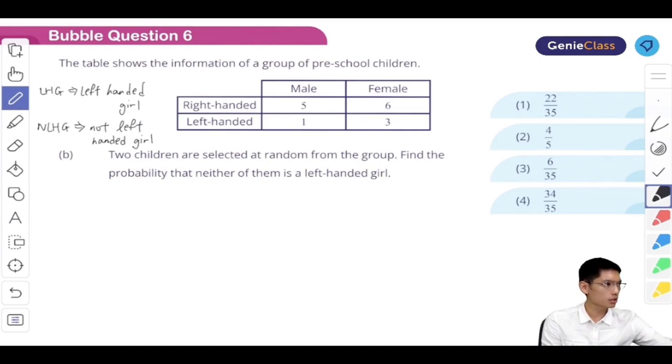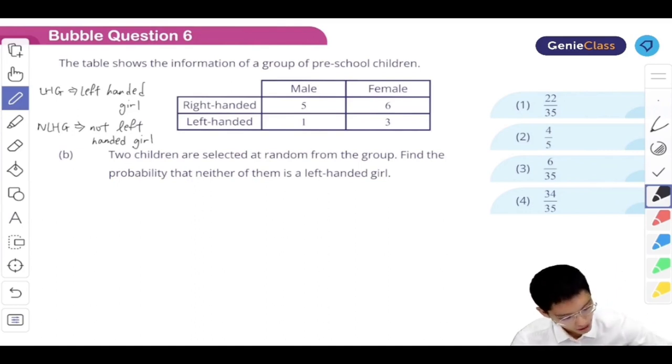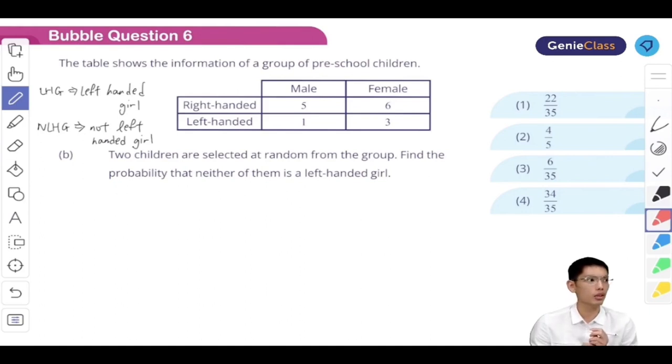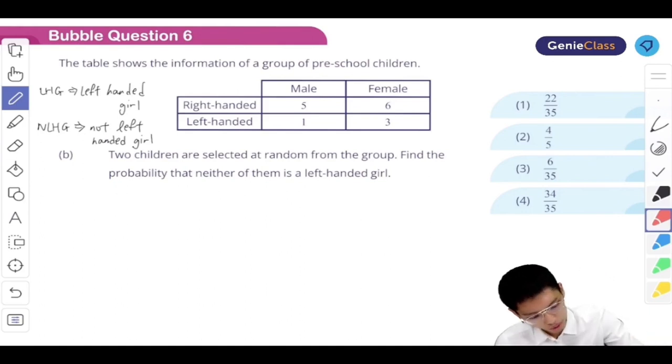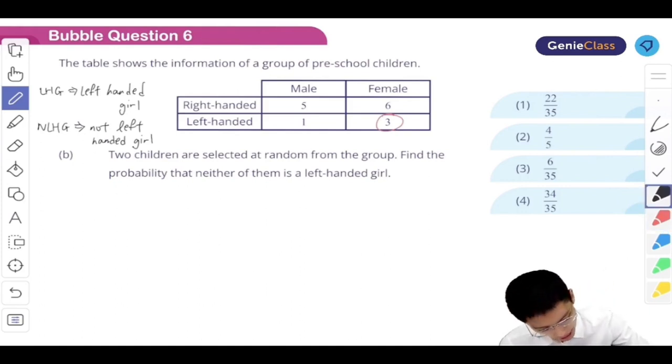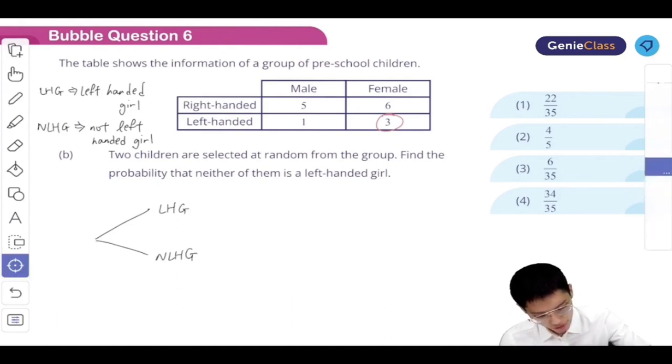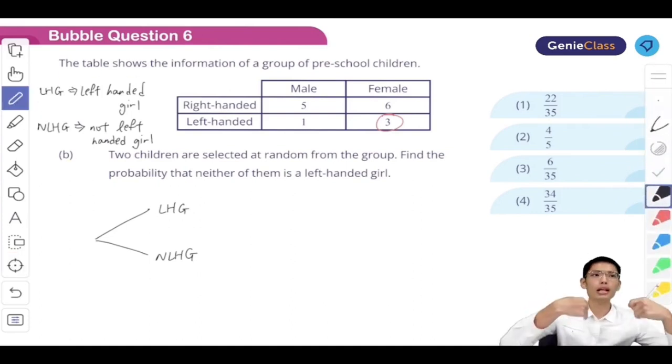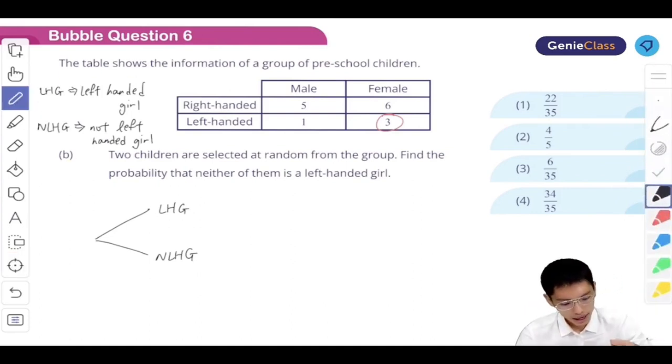Awesome. All right. Most of you managed to get it, but I'll still go through because this question is rather hard. So just follow me from there. Now, left-handed girl, in this case, left-handed female. I'm actually looking at just this number over here. So knowing this number and the total number of children, if I were to draw my tree diagram, LHG and NLHG, if you refer to the legend I've drawn over here, what do they represent? LHG, I have 3, so 3 over 15.